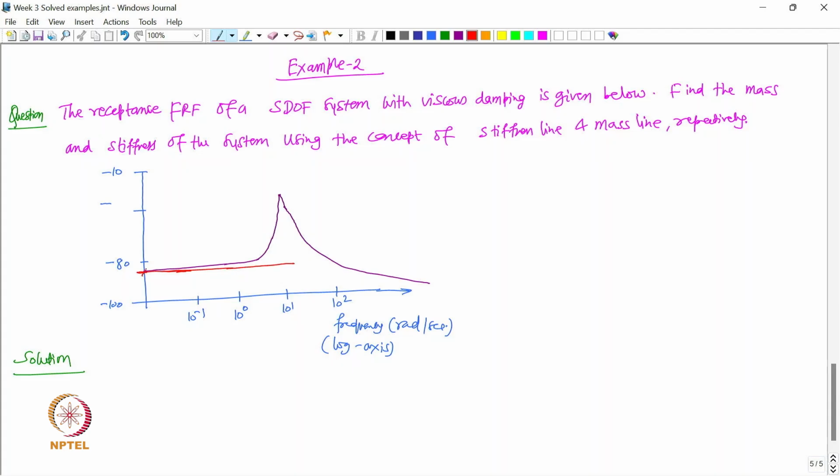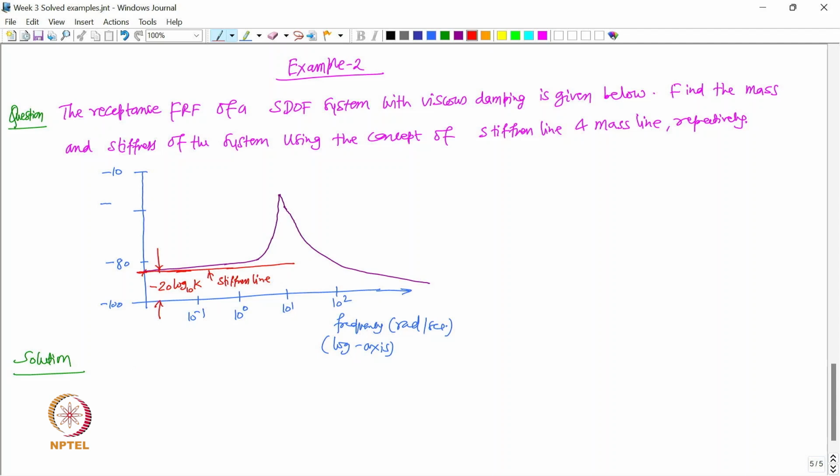So this is the stiffness line, and the ordinate of the stiffness line is minus 20 log 10 k, right. Therefore, the stiffness line intersects the y axis at minus 20 log 10 k.